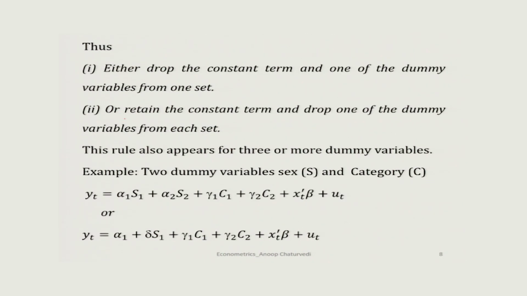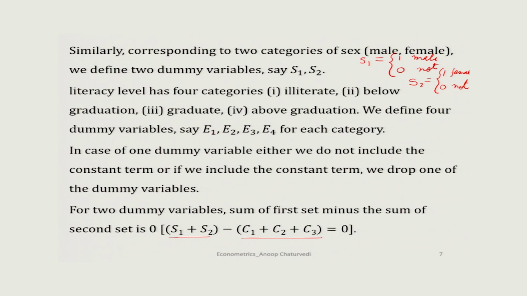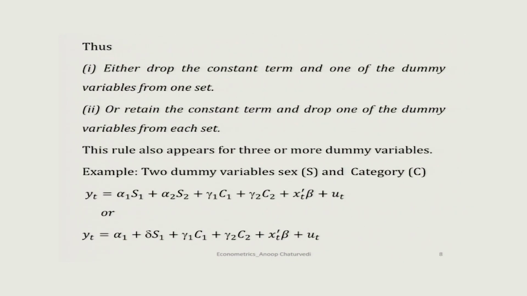And another rule is you retain the constant term and drop one of the dummy variables from each set. So, you retain the constant term and then say you drop S1 and C1, or you drop S2 and C2, or you drop S2 and C3. So, it depends upon you. It does not make any difference whether you follow this rule or this rule so far as the model is concerned. So, it depends upon your choice, your convenience. Then this rule also applies for 3 or more dummy variables. So, the best rule which you can apply is you retain the constant term and then you drop one of the dummy variables from each set, whether you have 3 dummy variables or 4 dummy variables, etcetera.